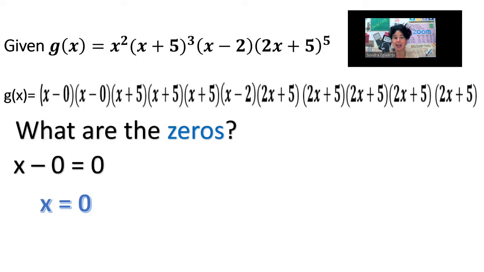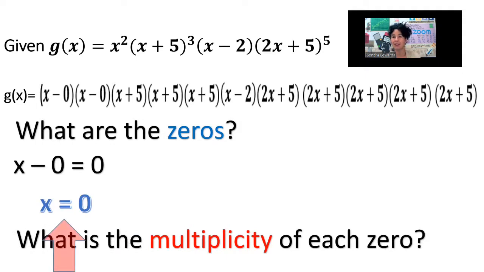Now, how many times did x minus 0 show up? Notice it is x minus 0 because I know it's just x up here, but the x-intercept is revealed by x minus the x-intercept. So I just rewrote the x as x minus 0 to emphasize that the 0 is the x-intercept. Okay, so how many times did it show up? Notice it would have shown up twice. So that means that the multiplicity of the x-intercept 0 is 2.